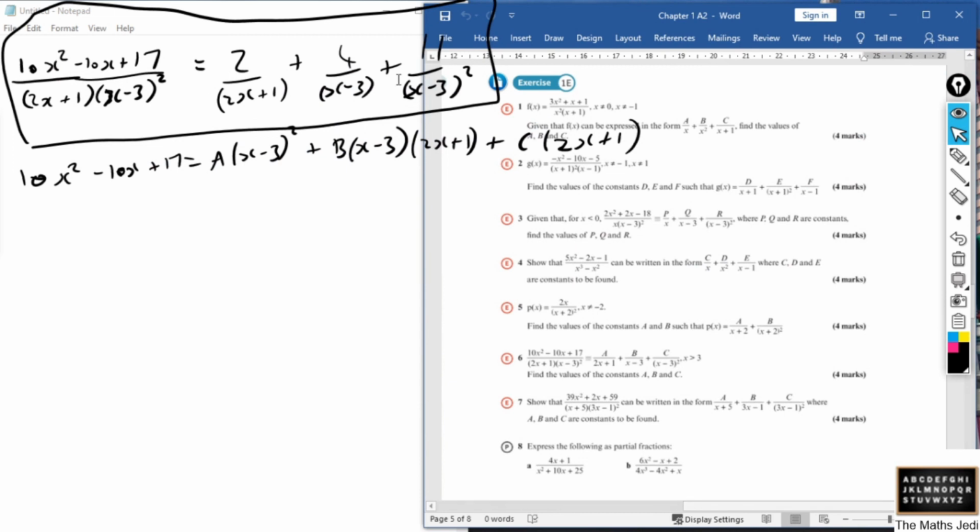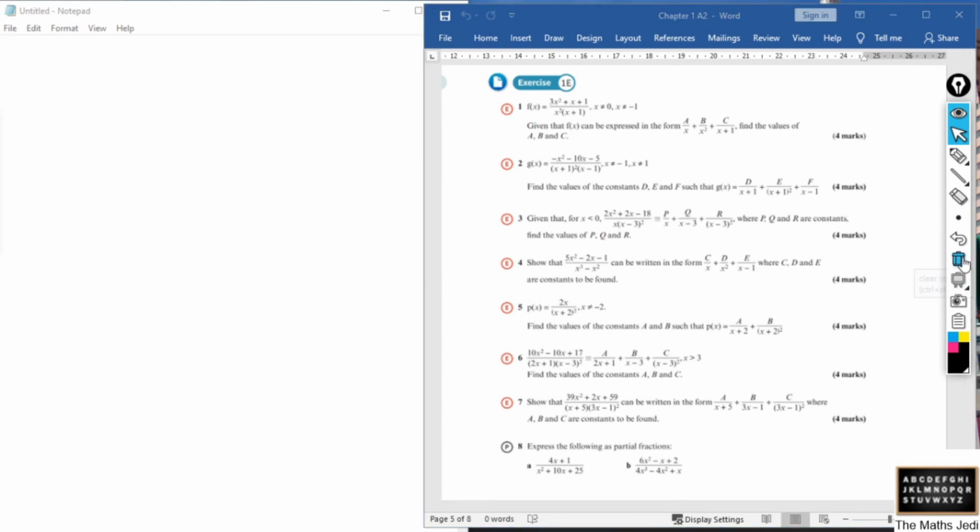As I say, I would encourage you to do the others in this exercise before you're finished with this particular method of partial fractions. The next video to come will be on improper fractions. So what you do when you deal with improper partial fractions, or when you're partializing a situation with improper fractions, that will follow on next time.